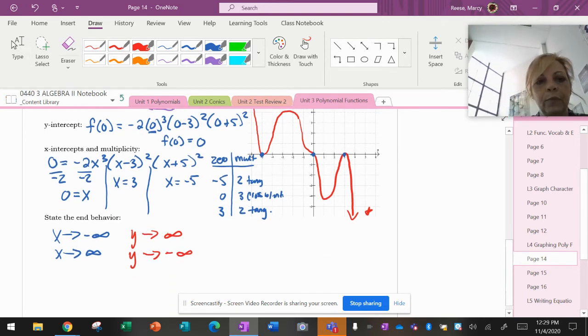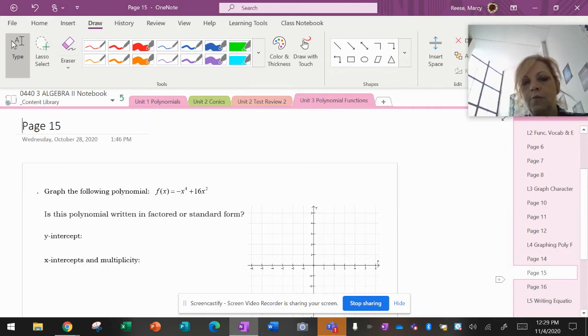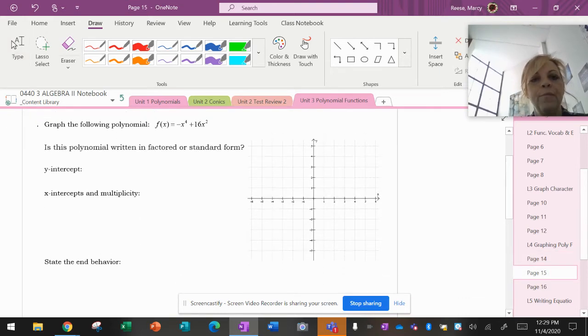What do you think? Got it? I hope you got it. I think it was looking a little better in class for sure. This is what I was thinking.